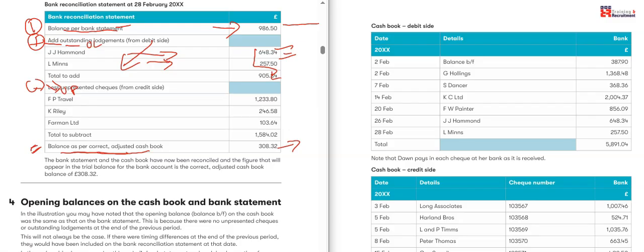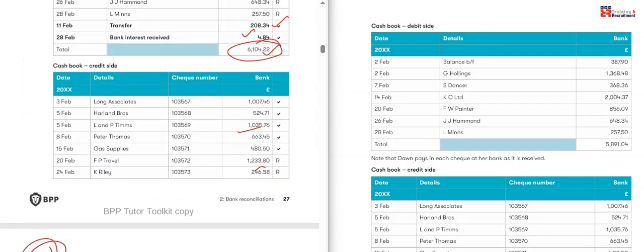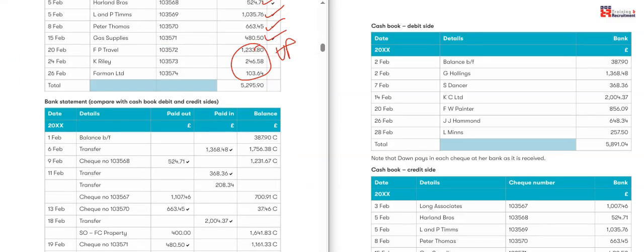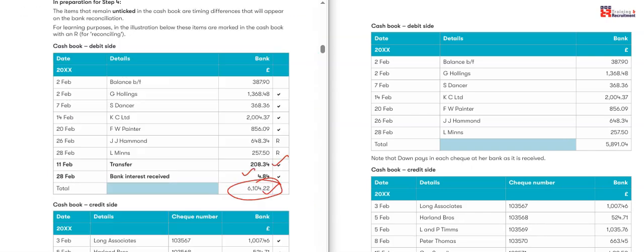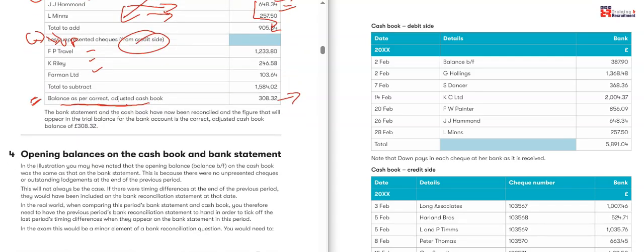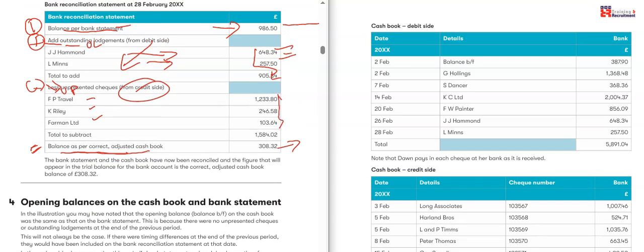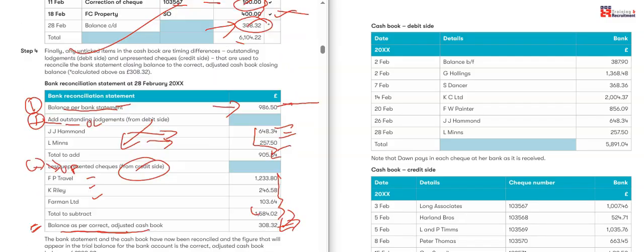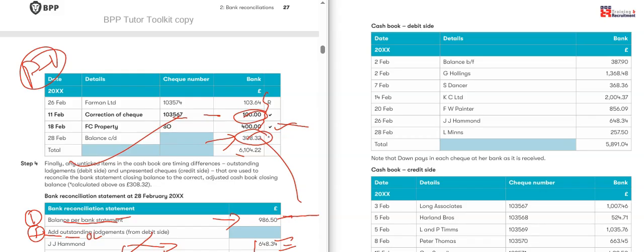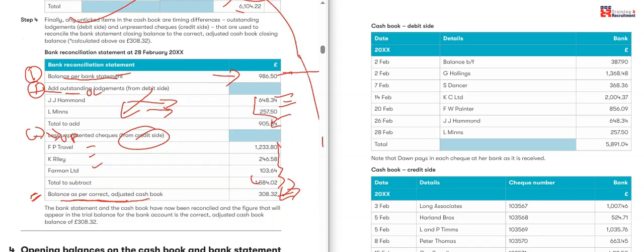And minus unpresented check, 1, 2, 3 unpresented check on the credit side of your cash book. Can you go there? We have highlighted, we have written it. There you go. These are the unpresented check. We're recording in the cash book, not in the bank statement. Please do remember and practice accordingly. So when you write all these three, when you do this plus this minus that, you should get your balance per cash book, which should exactly look like your cash book balance over here. And that's how you do the bank reconciliation statement.